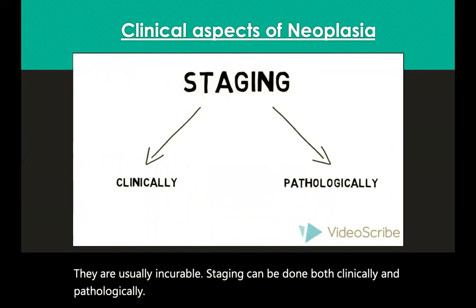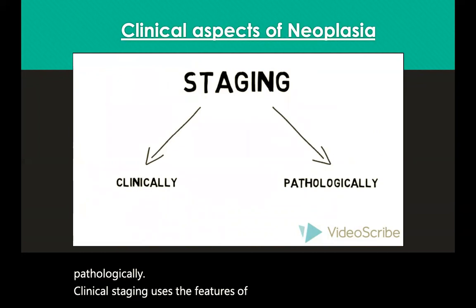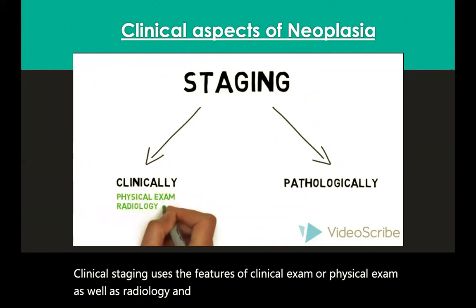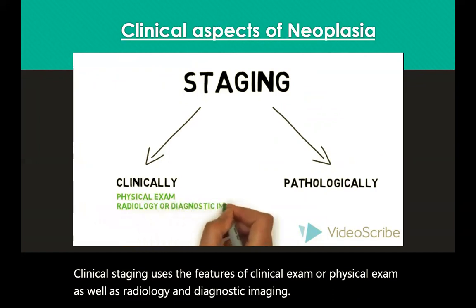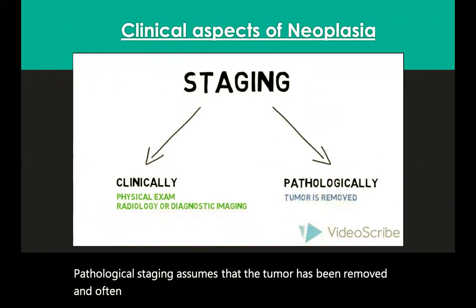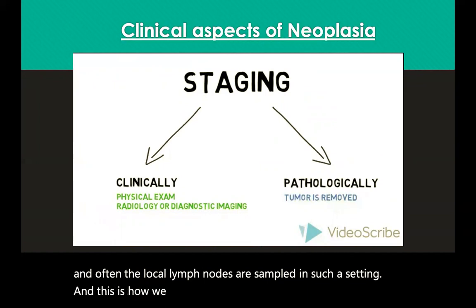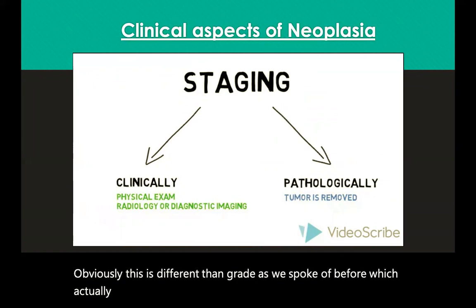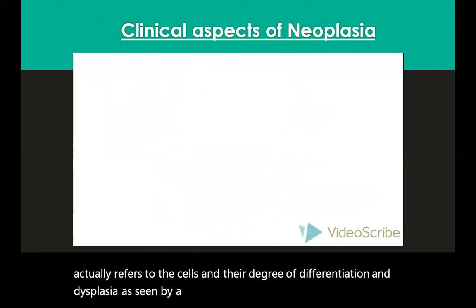Staging can be done both clinically and pathologically. Clinical staging uses the features of clinical exam or physical exam, as well as radiology and diagnostic imaging. Pathological staging assumes that the tumor has been removed, and often the local lymph nodes are sampled in such a setting, and this is how we get to pathological staging. Obviously, this is different than grade, as we spoke of before, which actually refers to the cells and their degree of differentiation and dysplasia, as seen by a pathologist, usually microscopically.